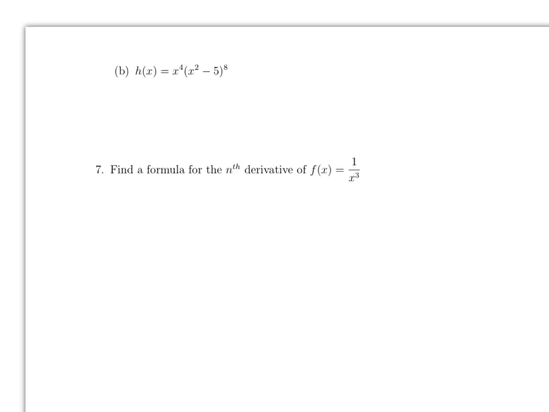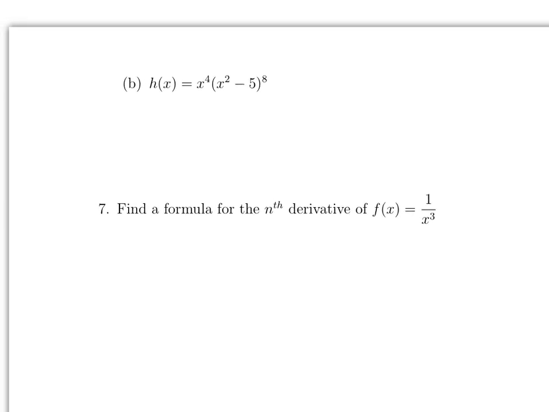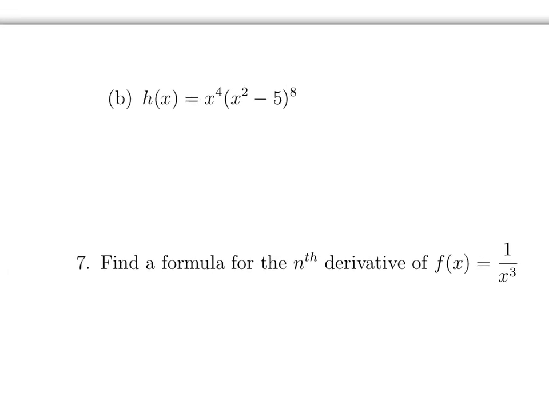All right, so now for part B, this one requires the product rule because it's a product, but it also requires the chain rule, okay? So first, let's apply the product rule. According to the product rule, h prime is going to be the derivative of the first one, so let me write it, times the second one, plus the derivative of the second one, and this is the part that's going to require the chain rule at this point, times the first one. Up to this point, this is the product rule, okay?